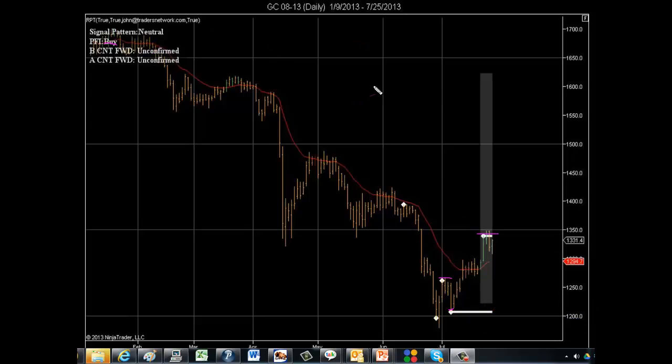The next thing you'll look at, I have B count forward, A count forward. As of right now, they're unconfirmed because the pattern is still in a neutral pattern, but we have a bullish bias, so we're looking to buy if it takes out this area right here.